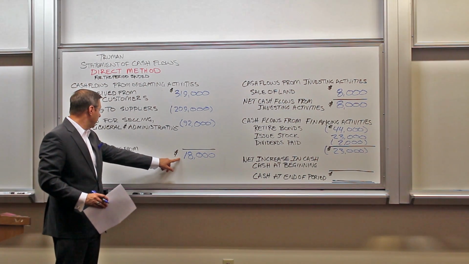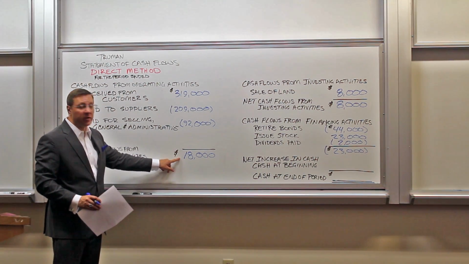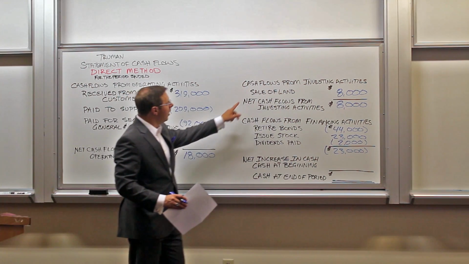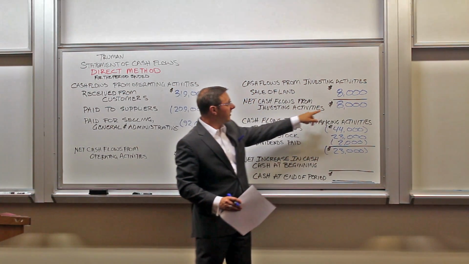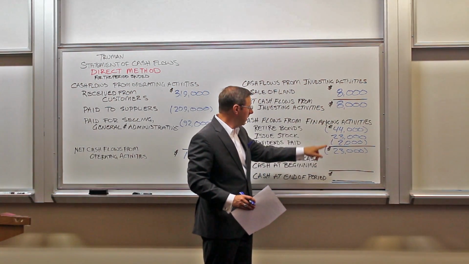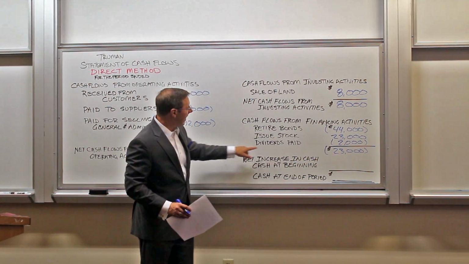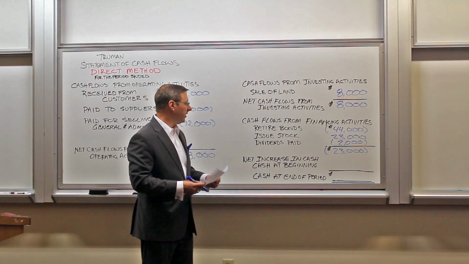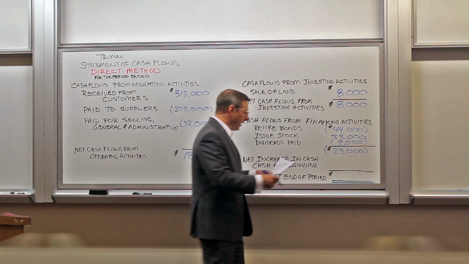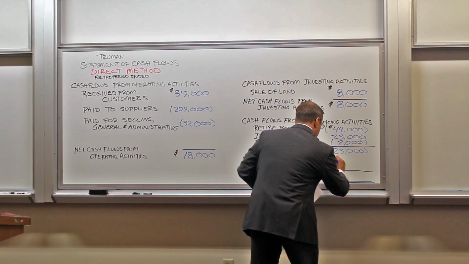For the last section, we first calculate the net increase or decrease in cash. That would be our net change from operating activities, a positive $18,000, plus the cash flows from investing activities, a positive $8,000, minus the net outflow from financing activities of $23,000. The net change in cash was $3,000.